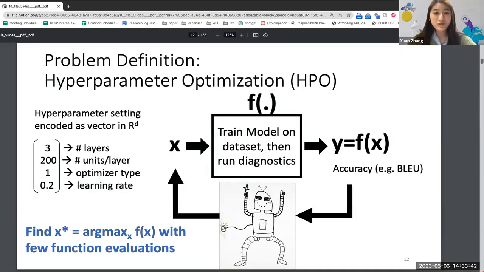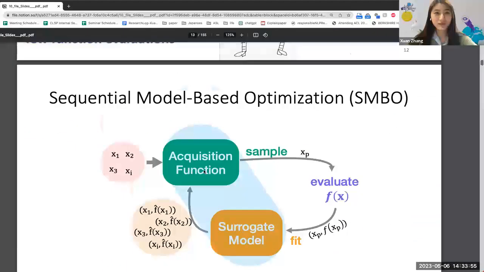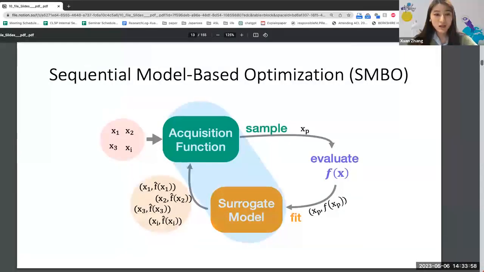And in the following of this session, we'll survey some representative HPO algorithms, including grid search, random search, evolution-based search, population-based training, and Hyperband. Okay, let's embark on our journey into HPO, beginning with sequential model-based optimization. This framework encompasses a variety of HPO algorithms, including the widely used and renowned Bayesian optimization.